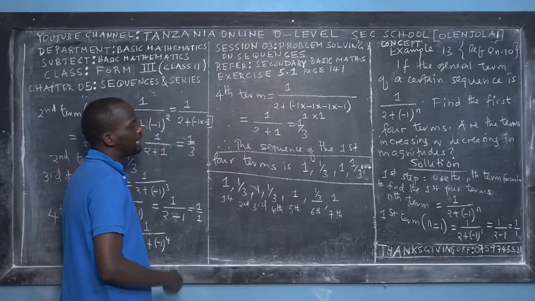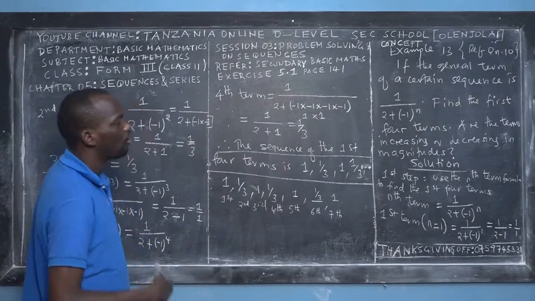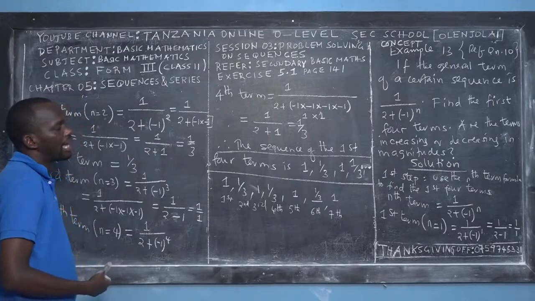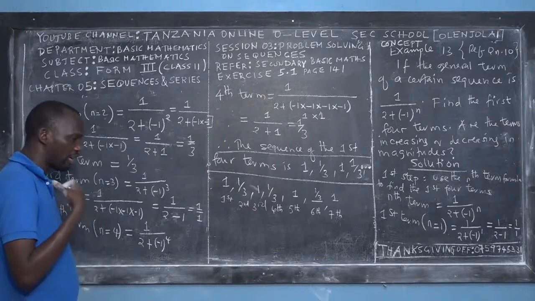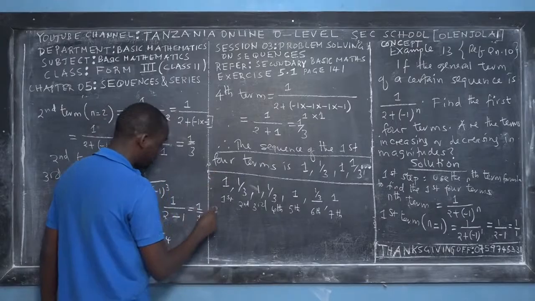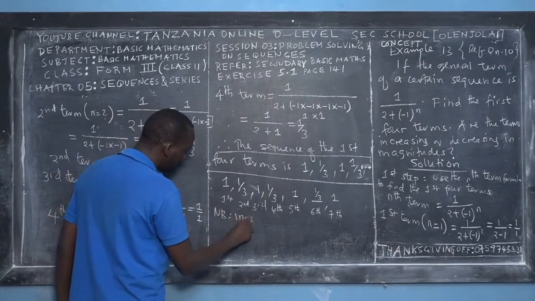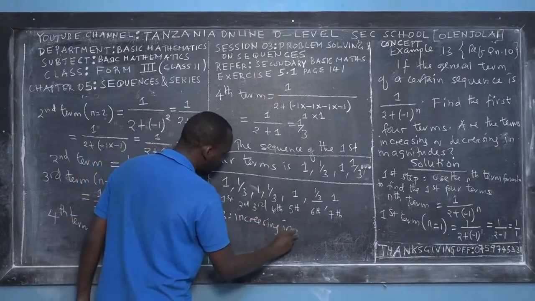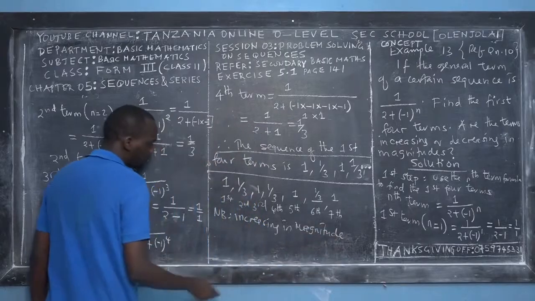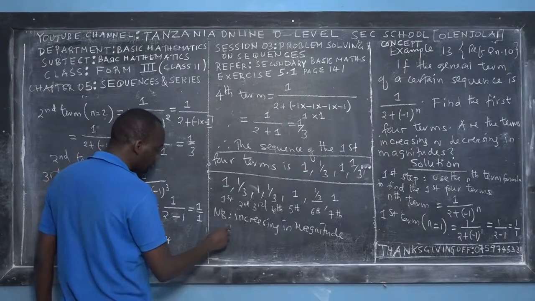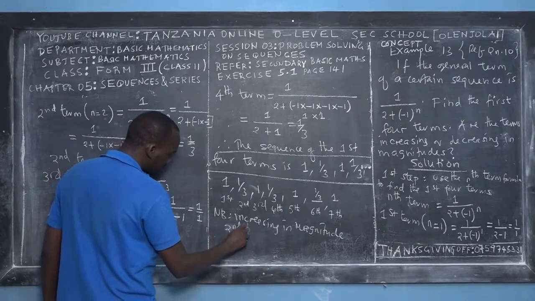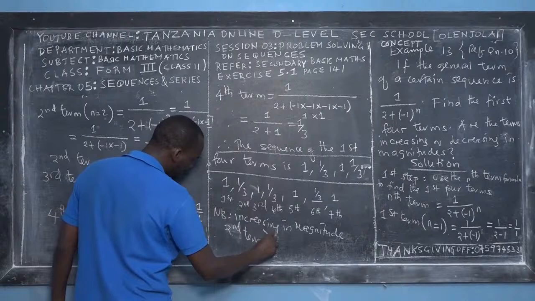And also, are the terms increasing in magnitude or decreasing in magnitude? So we say that the terms are neither increasing in magnitude nor decreasing. If the terms were increasing in magnitude, it would mean that the second term, for example, should be greater than the first term.